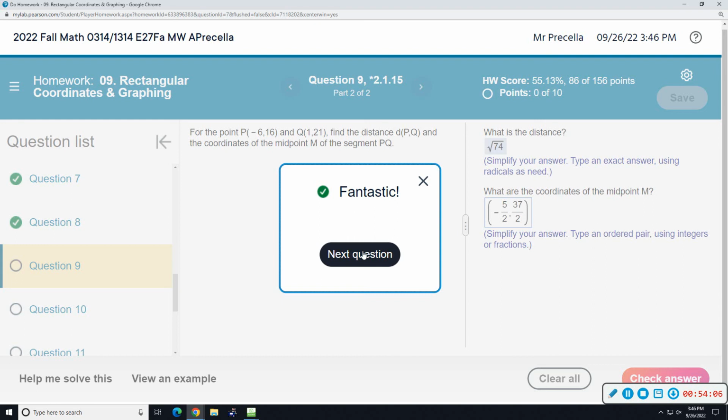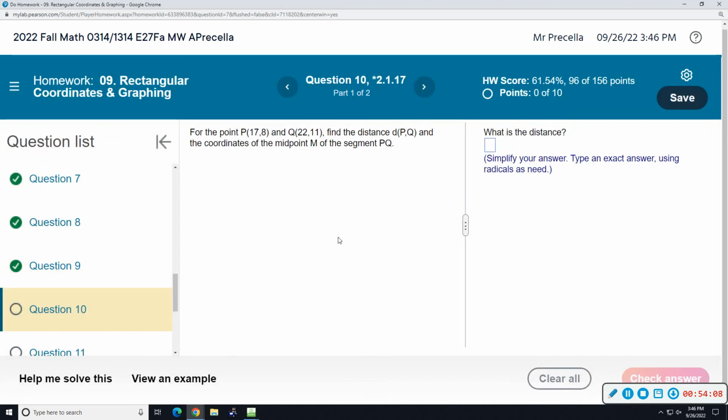Number 10 is just like that one. So, y'all want to do it, or do you think you've had enough? Let's do it. That way, I would have done all 10 of the new material problems. Okay, let me write it down. So we have the point (17, 8) and the point (22, 11).